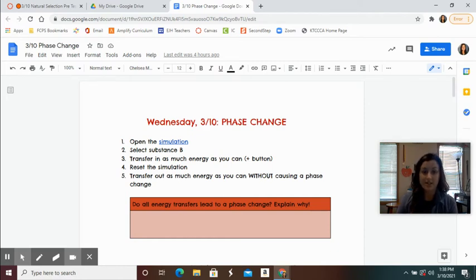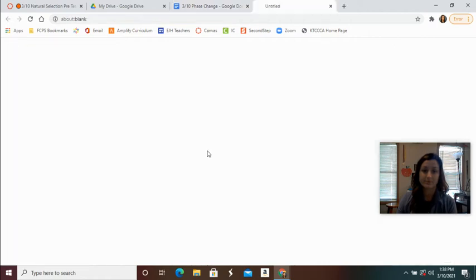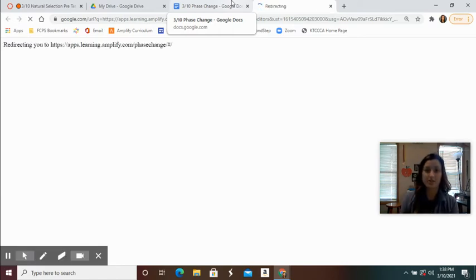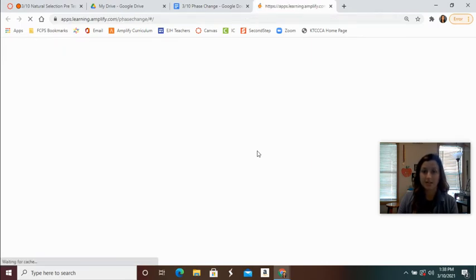First thing we're going to do is open up the simulation. When you open it up, you're going to notice that we have our four substances like always, but there's going to be an attraction level listed under each. That's going to be really important today, and I will talk a little bit more about that in a second. But first, we're going to just do a little intro.